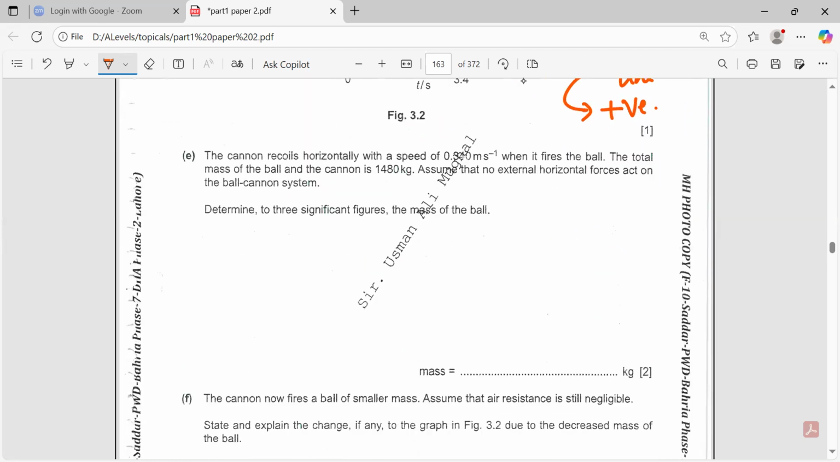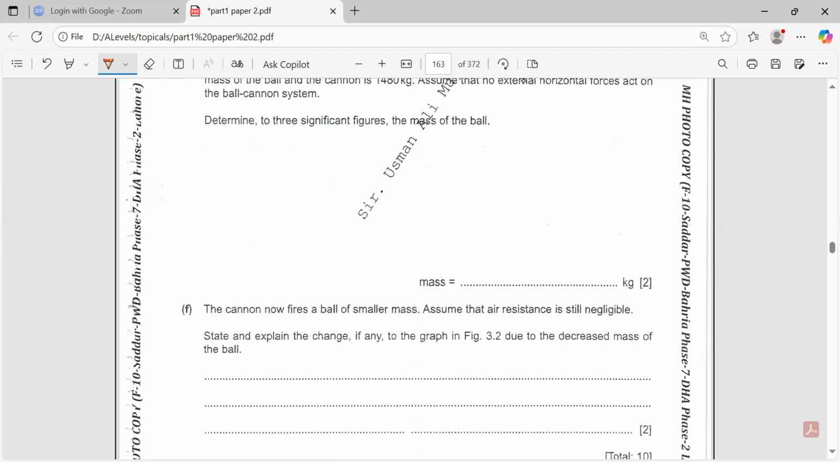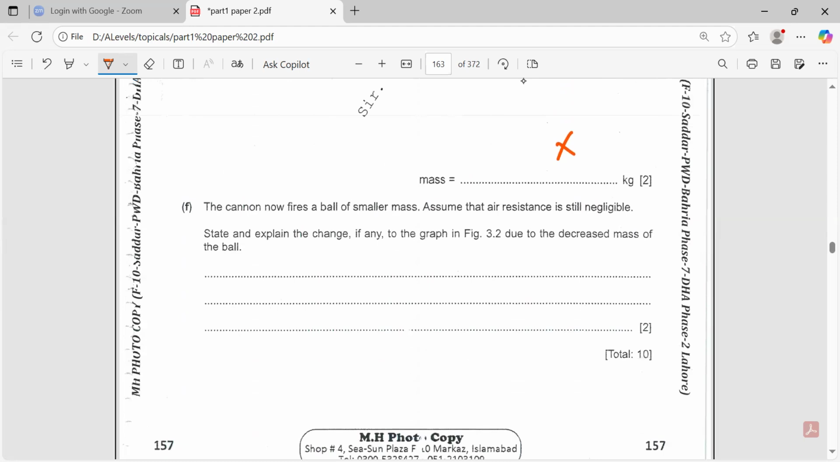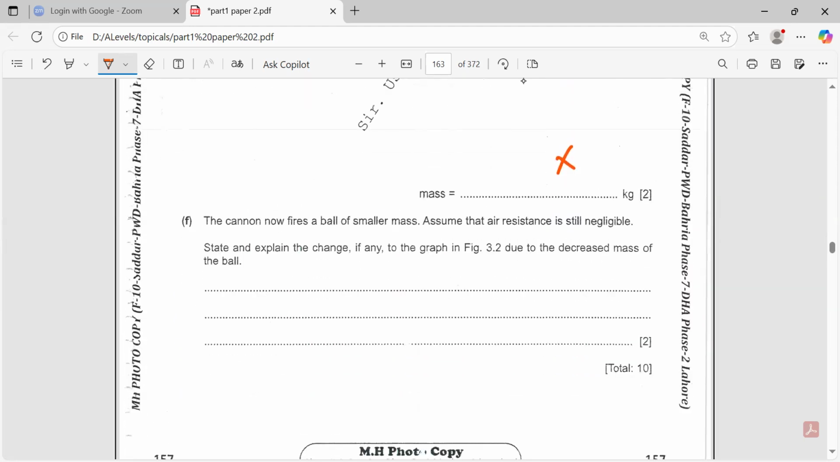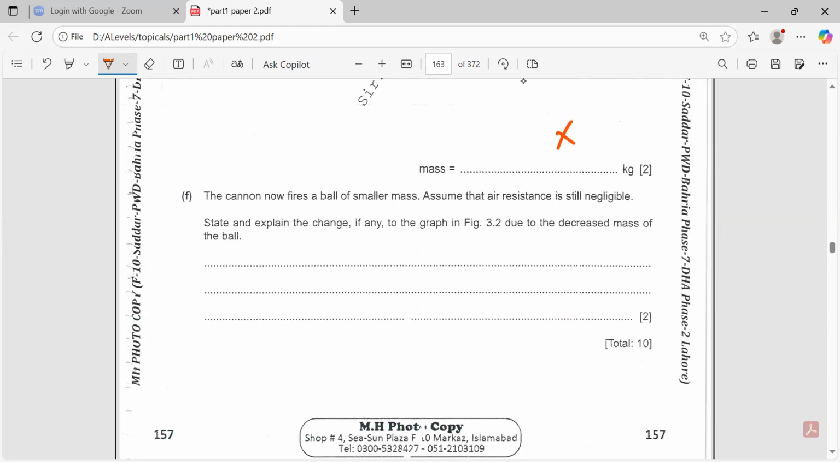Alright, this next part is related to momentum, so we are just going to skip it for the time being. The momentum पढ़ेंगे फिर हम discuss करेंगे इस part को. Moving onwards to the next question. Our next question is that the cannon now fires a ball of a smaller mass. तो एक small mass से जो है वो ball fire out हो रही है.